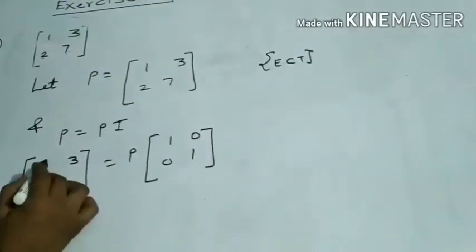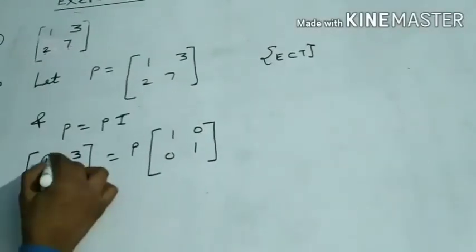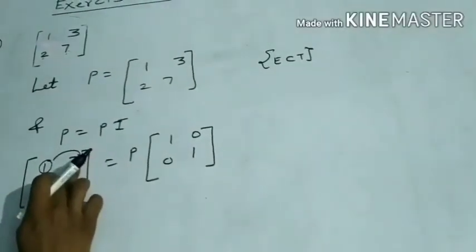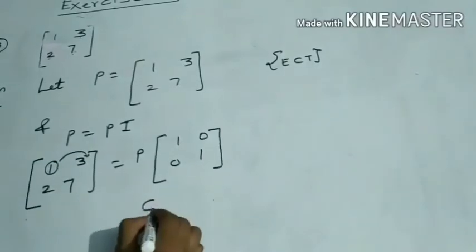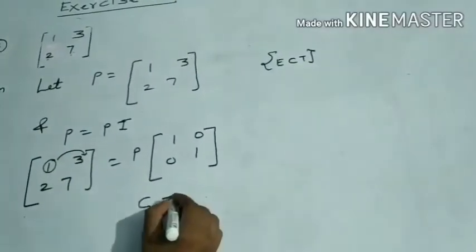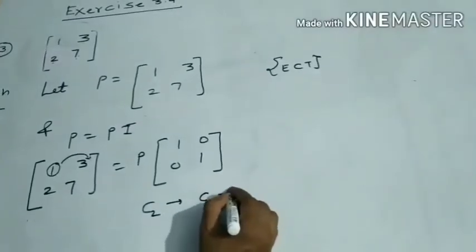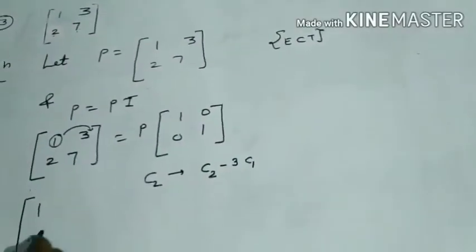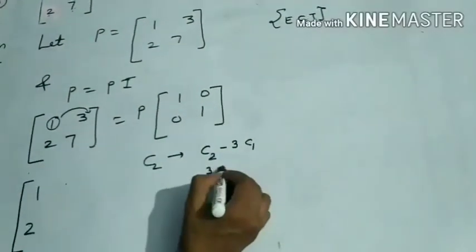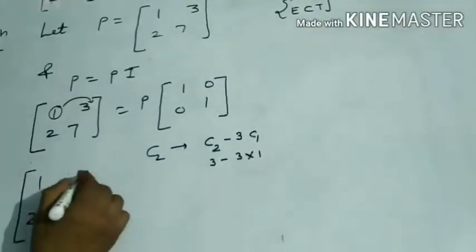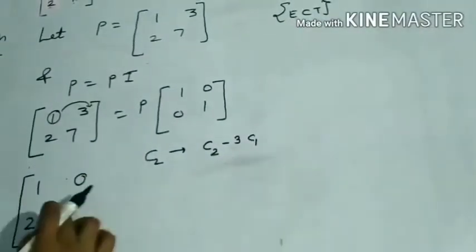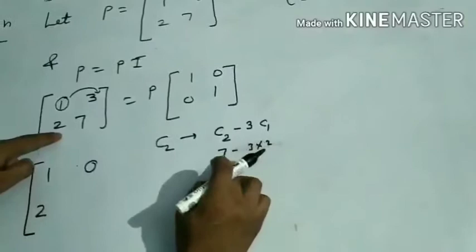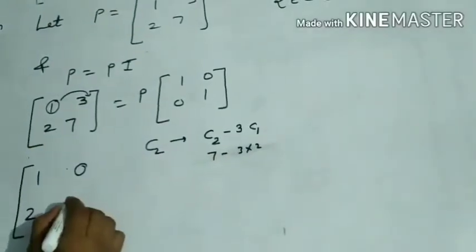The first element is already given, so there is no problem. Then look at the second element; with the help of this one we want to make this 3 into 0. So in the second column we do C2 minus 3C1. Then what do we get? In the first column there is no change. For C2, the first entry is 3, then minus 3 into 1, so 3 minus 3 is 0. For the second entry, it is 7, and then minus 3 into 2, so 7 minus 6, and we get 1.